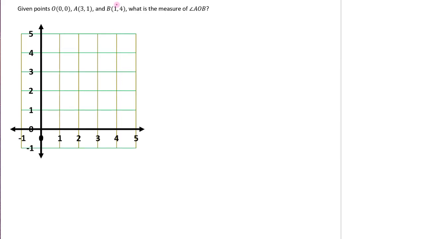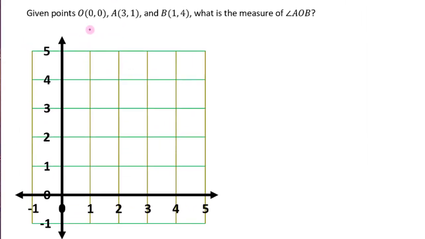All right, for this warm-up for activity 4, we're given 3 points and we're asked to plot those 3 points, and then we're asked to determine angle AOB. So the first step is to plot the points. Point O is down here at the origin. Point A is at 3, 1, which is right here, and this is point A.